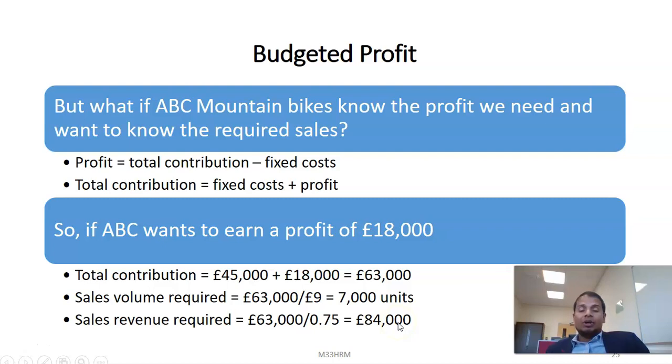Or you can calculate the target profit amount by fixed cost plus target profit. So fixed cost is 45,000 plus target profit is 18,000, divided by contribution per unit. It's the same thing, actually. So fixed cost plus target profit divided by contribution per unit.